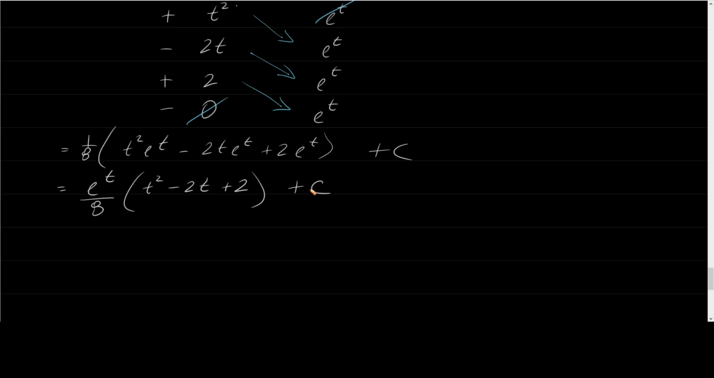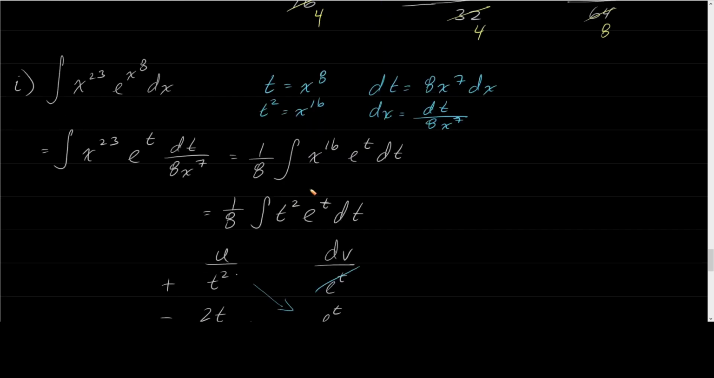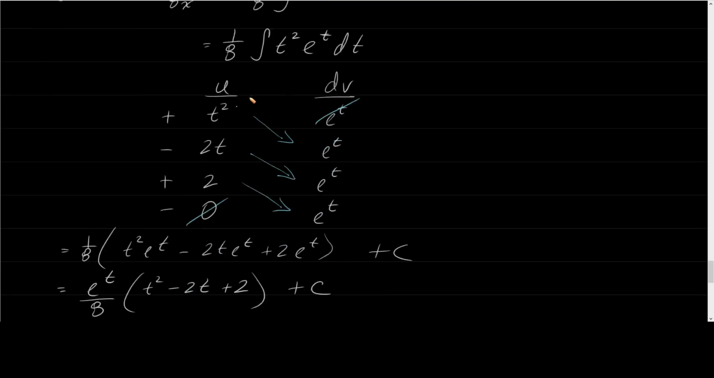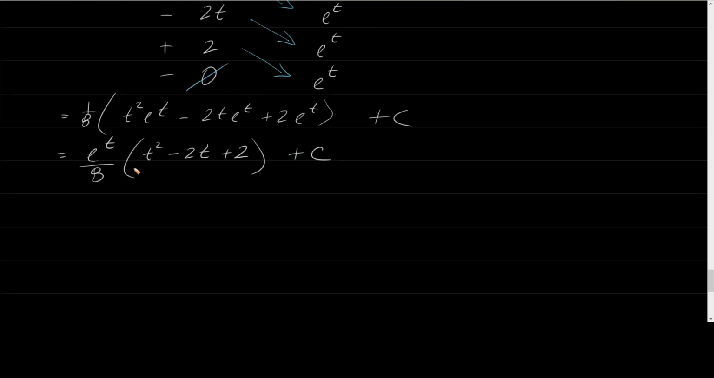But the problem was not about t, right? The problem was about x to the 8th. So we had to make sure that we put it back into terms of x. So what we need to do here is replace every single t. So this is going to become e to the x to the 8th over 8 times x to the 8th squared, which is x to the 16th, minus 2 times x to the 8th, plus 2, and all of that plus c. All right. And that would be the final answer.